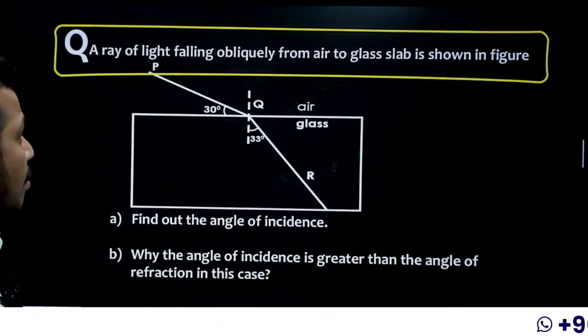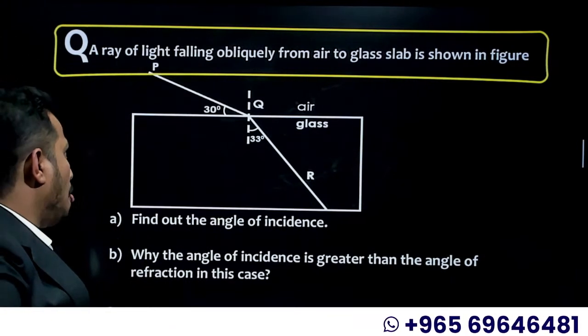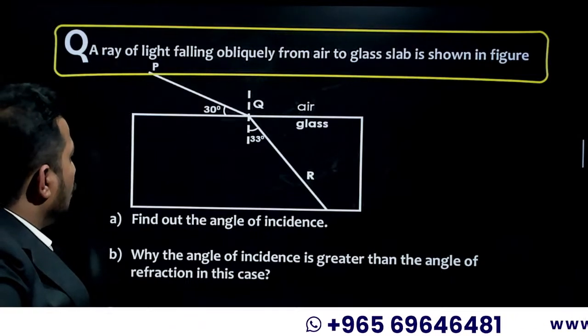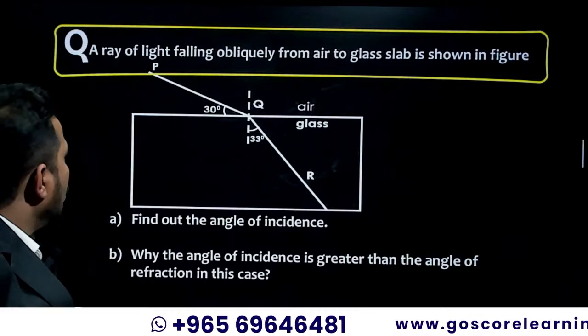So a ray of light falls obliquely from air onto a glass slab as shown in the figure. What is the angle of incidence here? Can anyone answer this question? What is the angle of incidence here?